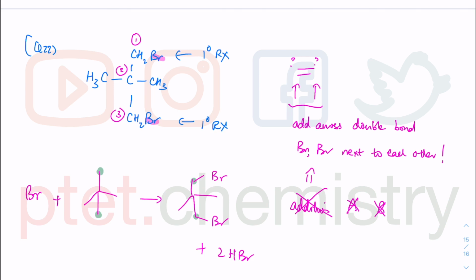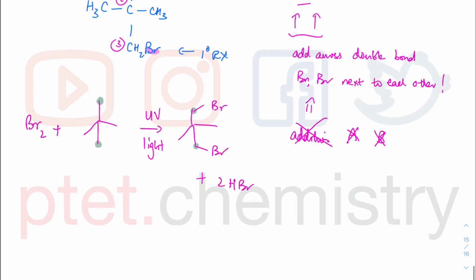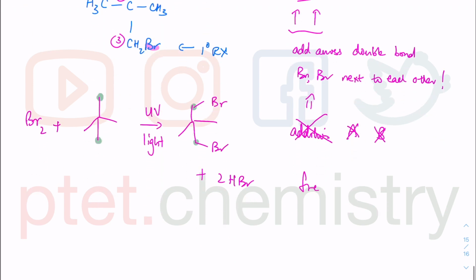This is plus Br2. This is UV light. And this has got to be one of the substitutions for the CH of alkane. So this is just your free radical substitution, involving the chemistry of a non-polar hydrocarbon, which is option D.